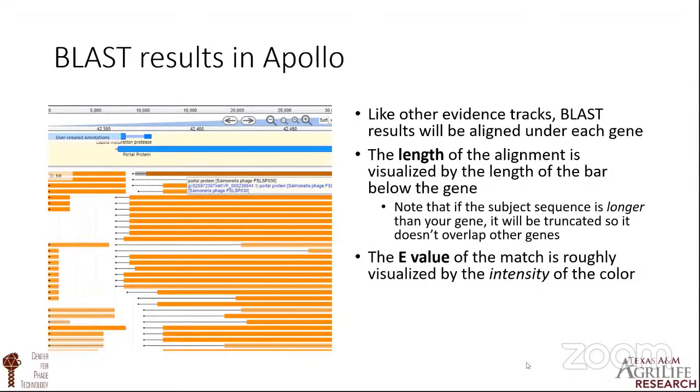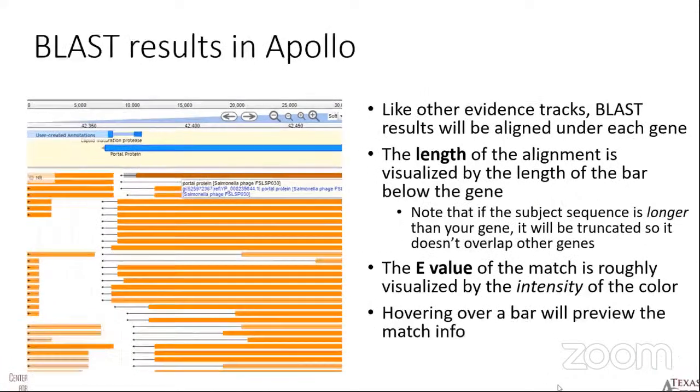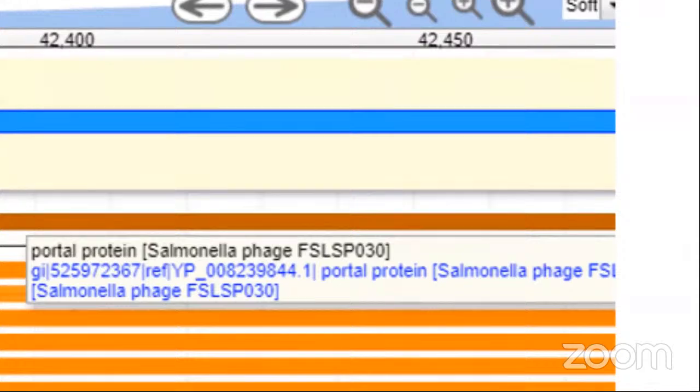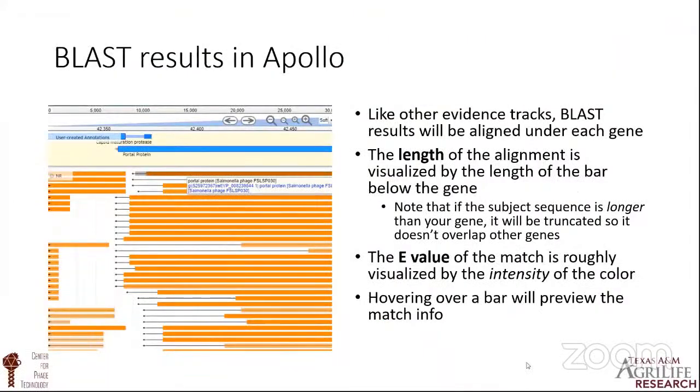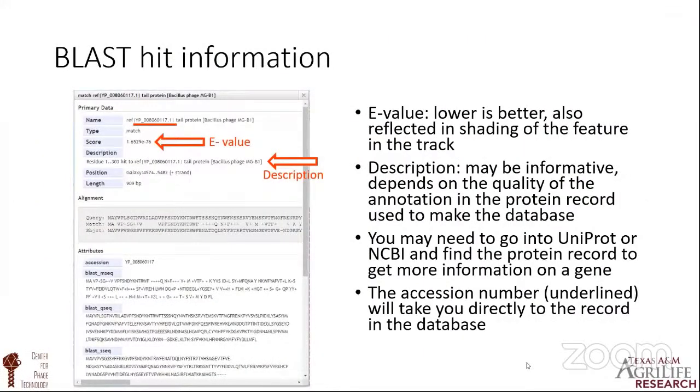The E-value of your match is roughly visualized by the intensity of the color in the bar underneath. If you mouse over a bar, that will preview the match as shown here, showing a BLAST hit to a protein identified as a portal protein found in a Salmonella phage. Clicking on any one of these individual bars or BLAST hits will bring up the BLAST result window for that hit. This includes a lot of information on the quality of that particular hit.